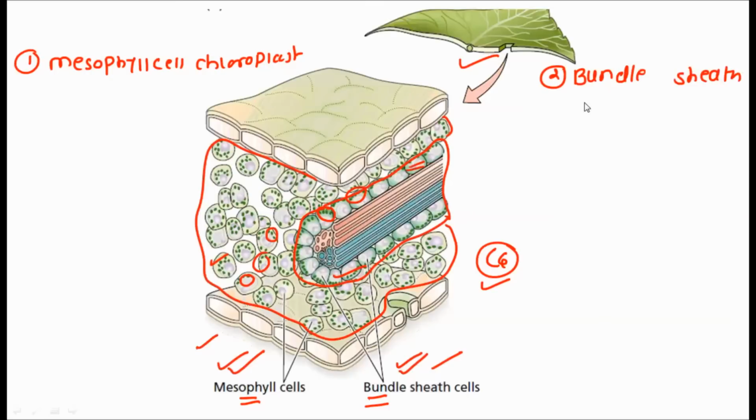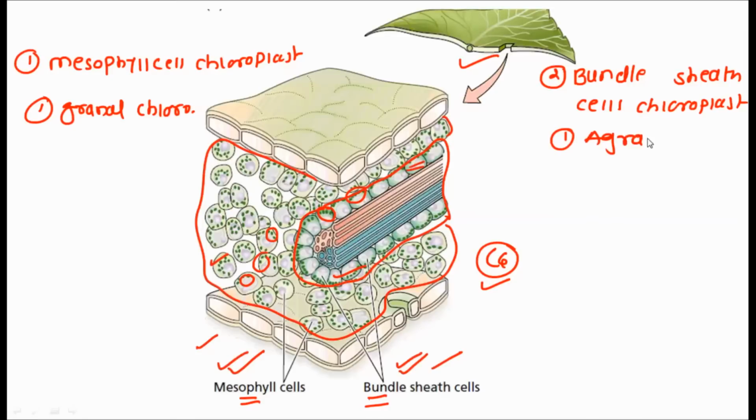bundle sheath cells chloroplast. Now the very first difference between the mesophyll cell chloroplast and the bundle sheath cell chloroplast is that mesophyll cell chloroplasts are granular chloroplasts, while the bundle sheath cell chloroplasts are agranular chloroplasts. Now, what is the difference between the granular and the agranular chloroplast? Granular simply means the presence of grana, while agranular simply means the absence of grana.